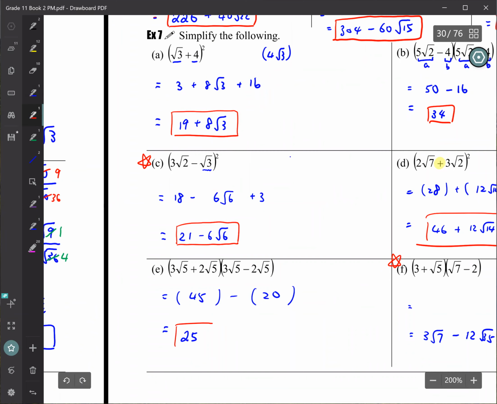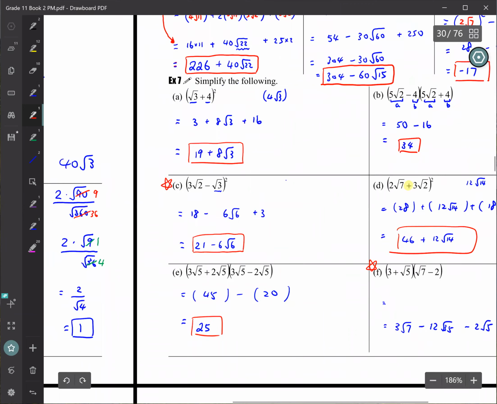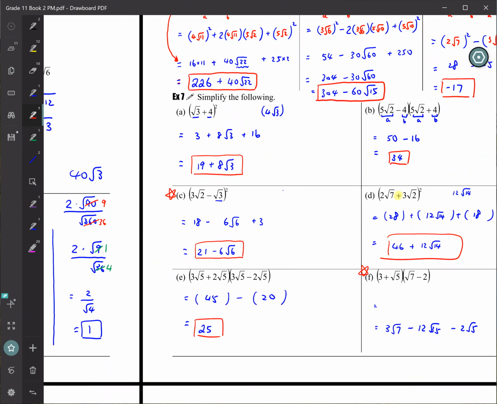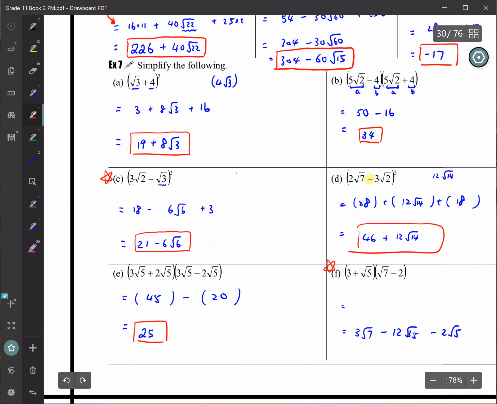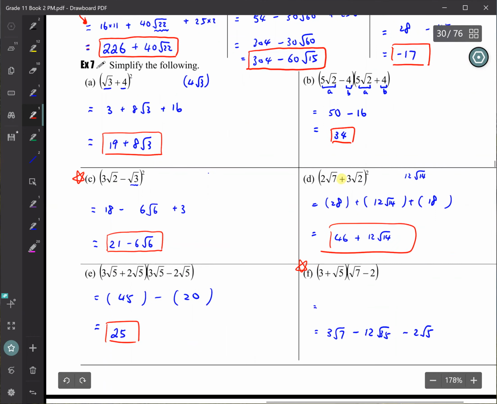So you see that each question only needs 2 lines, okay? You don't need to do expanding, okay? Just apply the formula. That's the fastest way, okay? If you do expanding, you need probably 1 more line, right? But for F, you just have to expand. There's no choice, okay? Because there's no formula to use.